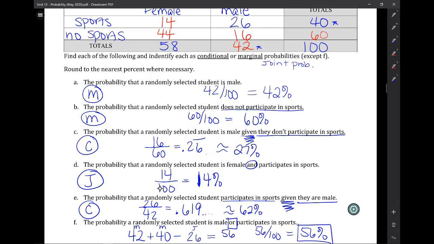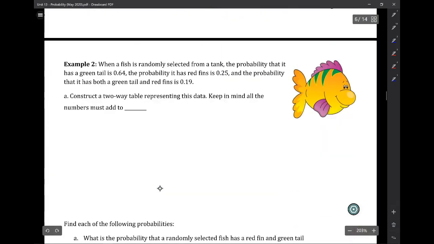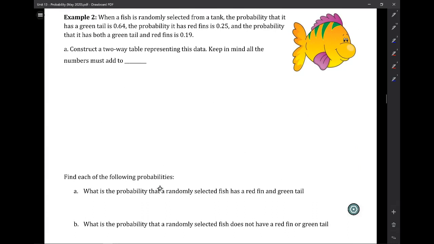So that's when everything is given to you in terms of percents. But now let's do an example where we have to come up with our own two-way table and everything's given in terms of probabilities. So our total is going to be out of 1. When a fish is randomly selected from a tank, the probability it has a green tail is 0.64, and the probability it has red fins is 0.25. The probability it has both a green tail and red fins is 0.19. Construct a two-way table representing this data, and keep in mind all the numbers must add to 1.0.